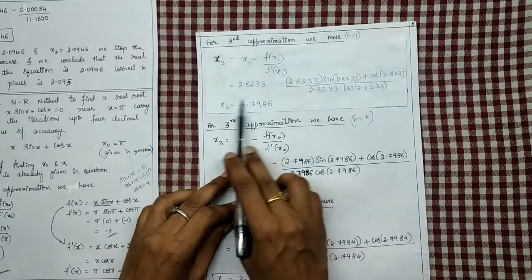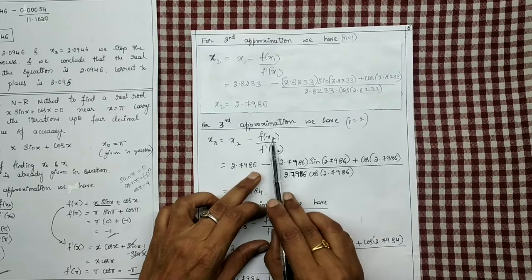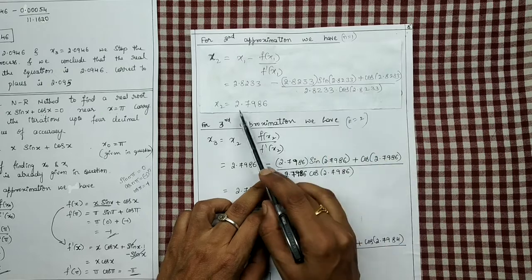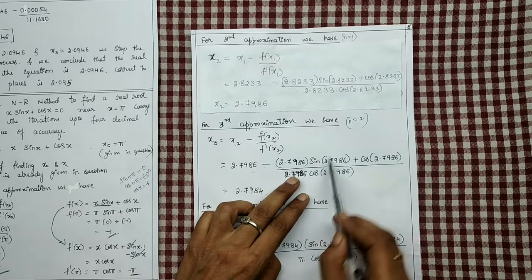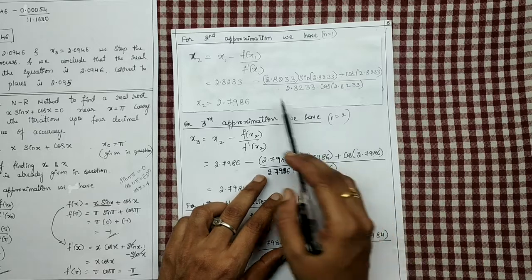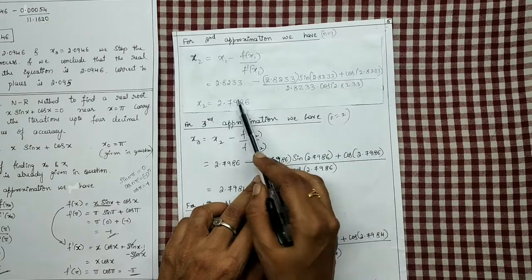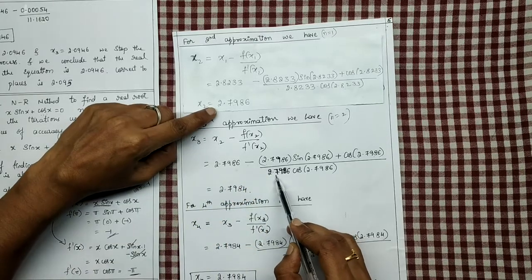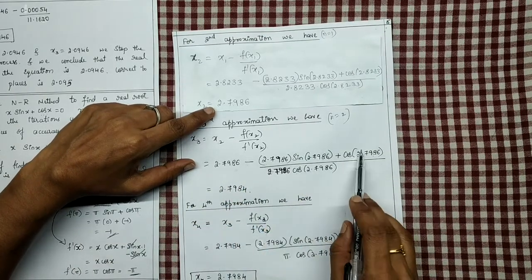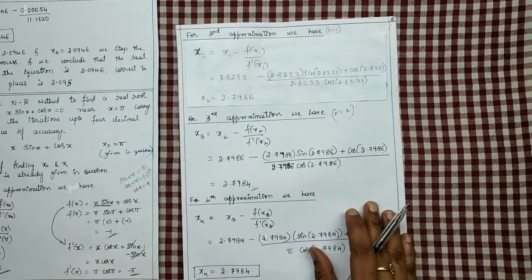So x2 is the previous value, that is x2 we have found here, 2.7986 minus f of x2. F of x2 again, for the same function, in place of these values, you just put 2.7986. 2.7986 into sine of 2.7986 plus cos of 2.7986 divided by f dash. F dash is again x cos x, right? For x2 it is x2 cos x2, which is 2.7986 into cos of 2.7986. Again, when you simplify this by using calculator, please keep your calculator in radian mode. So you will get 2.7984.